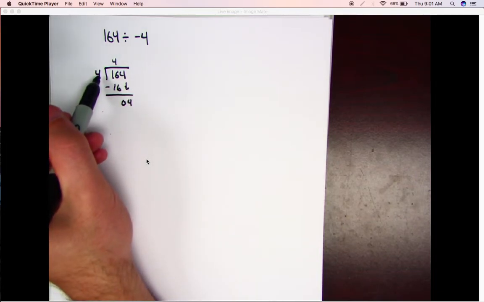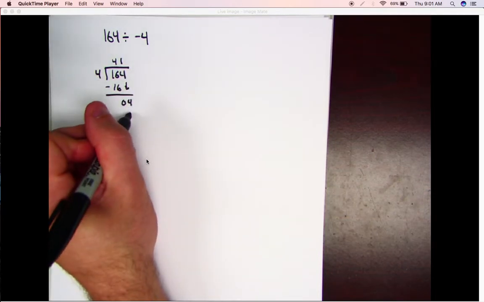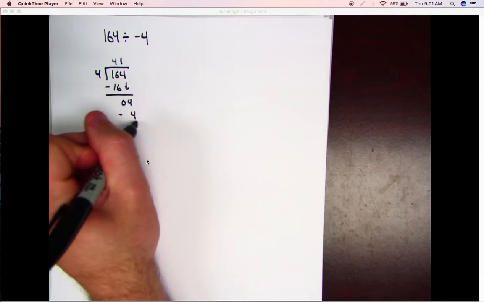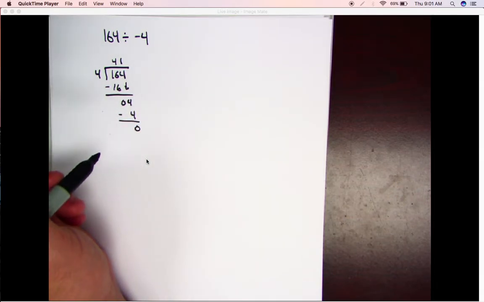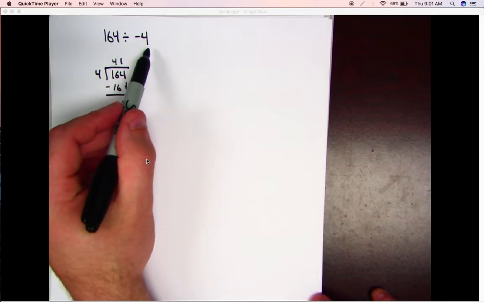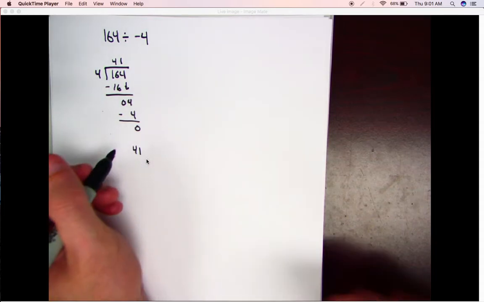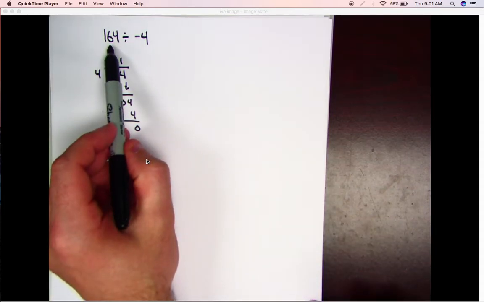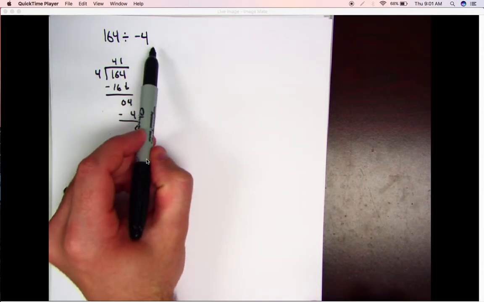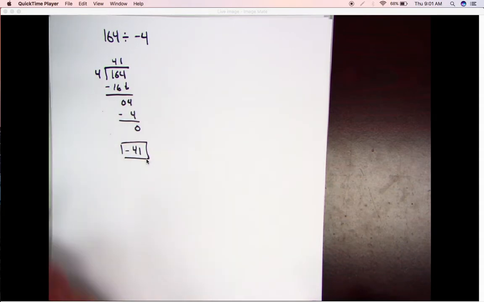Well, now how many times does 4 go into 4? Only once. So 4 times 1, well, that gets us a 4. Change your signs. Well, then we have a remainder of 0. In other words, 164 divided by 4 would give us a 41. However, we take a positive number divided by a negative number. So that means our answer should end up negative. So negative 41 would be your final answer.